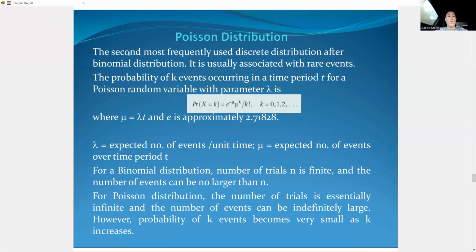Yeah, I disagree with this. I would say it is the first most frequently used discrete distribution, but the author and I disagree.